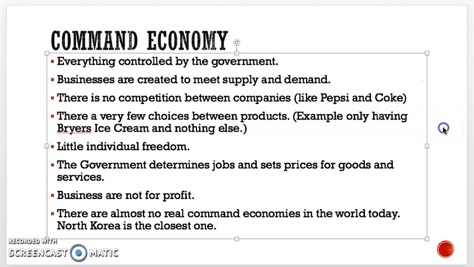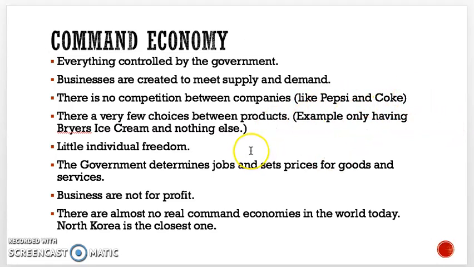So there's no such thing as Pepsi versus Coke. It's just their soda, and that's the soda. There are very few choices between products. For example, if you're going to buy ice cream, there's only one brand of ice cream. Like there's Breyers and there's nothing else.